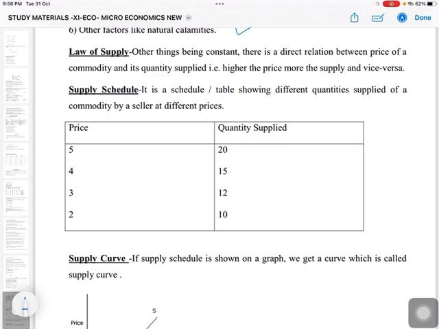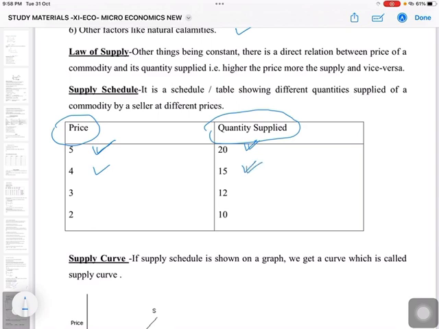That means प्राइस एंड क्वांटिटी सप्लाई में एक डायरेक्ट रिलेशनशिप है. दिस लॉ कैन बी एक्सप्लेन विद द हेल्प ऑफ ए टेबल और शेड्यूल. आप टेबल में देख सकते हैं प्राइस ऑफ द कमोडिटीज इन रुपीज एंड क्वांटिटी सप्लाई ऑफ द कमोडिटी इन यूनिट्स. जब प्राइस 5 रुपीज़ है, सप्लाई इज 20 यूनिट्स. जब प्राइस फॉल किया 4 यूनिट हुआ, सप्लाई डिक्लाइंस 15 यूनिट.